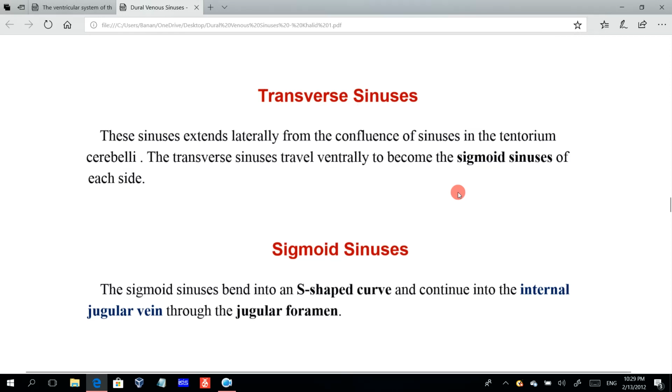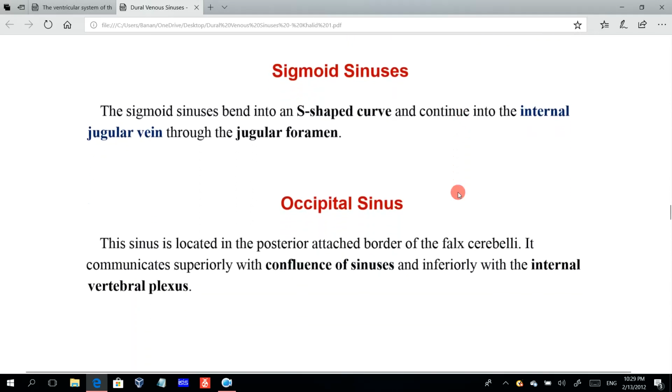The sigmoid sinuses bend into an S-shaped curve, just like the letter S. It's called an S-shaped curve, and continues into the internal jugular vein to the jugular foramen. This is the end of the sinuses.